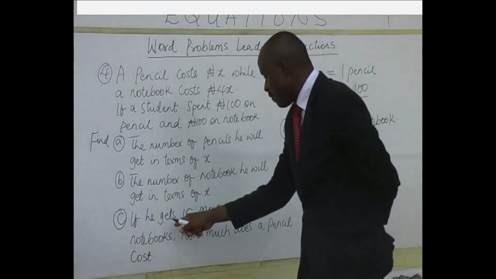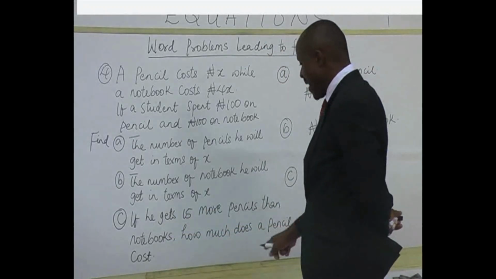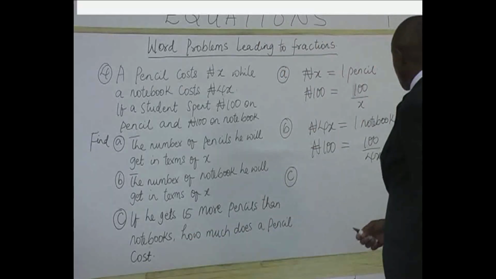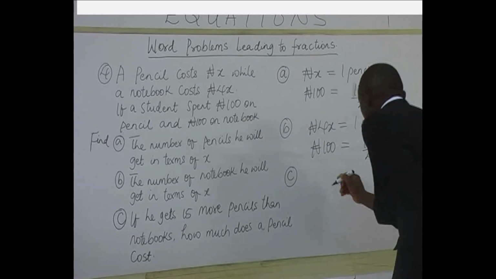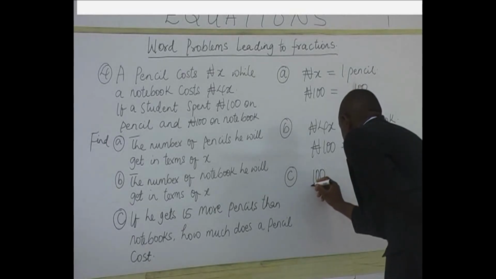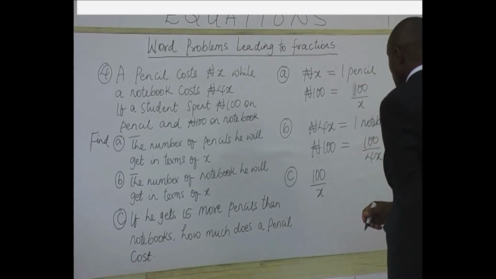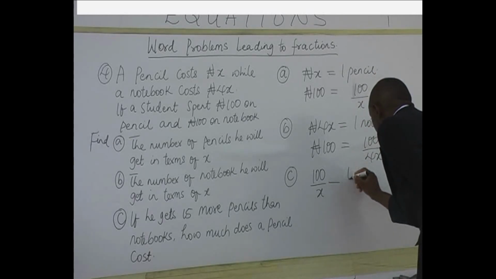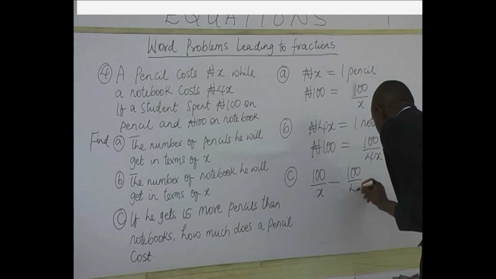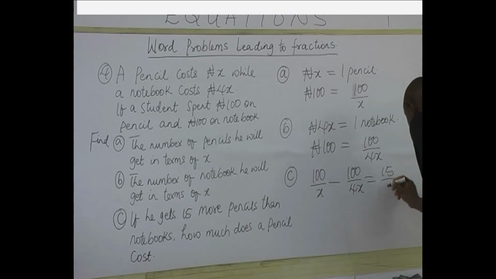It says if he gets 15 more pencils than notebooks, how much does a pencil cost? This is the number of pencils. So if the number of pencils is 15 more than the number of notebooks, that means the number of pencils minus the number of notebooks, which is 100 all over 4x, is equal to 15. You can write 15 all over 1 to make 15 be in fraction form.